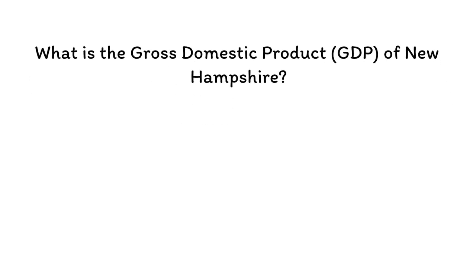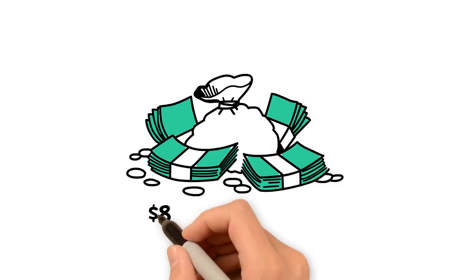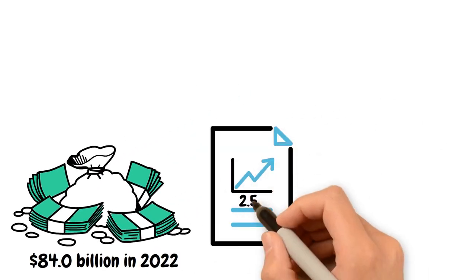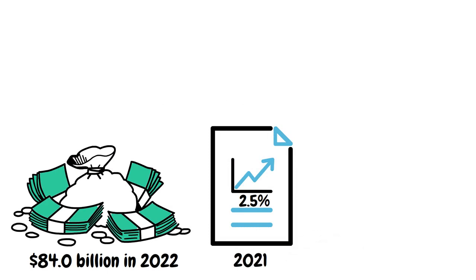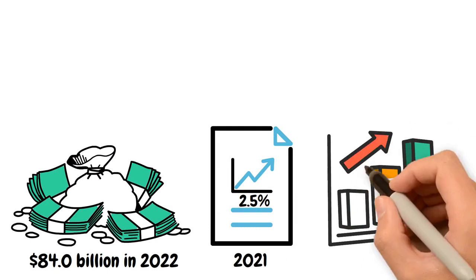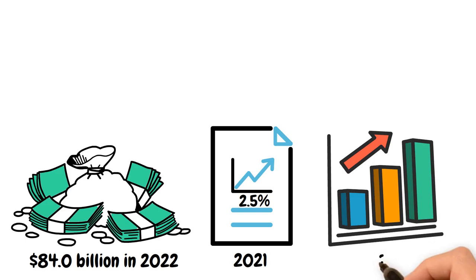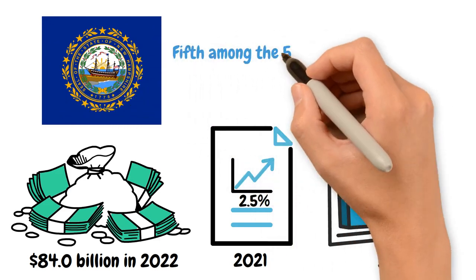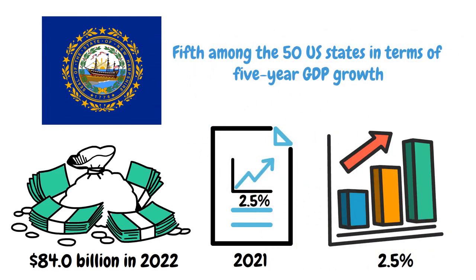What is the gross domestic product of New Hampshire? New Hampshire's GDP will reach $84 billion in 2022, up 2.5% from 2021. Over the 5 years to 2022, New Hampshire's GDP has increased at an annualized rate of 2.5%. Furthermore, New Hampshire ranks fifth among the 50 U.S. states in terms of five-year GDP growth.